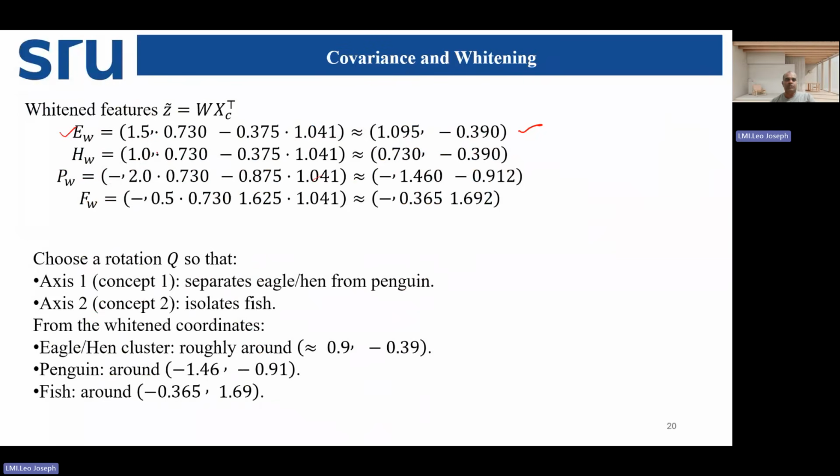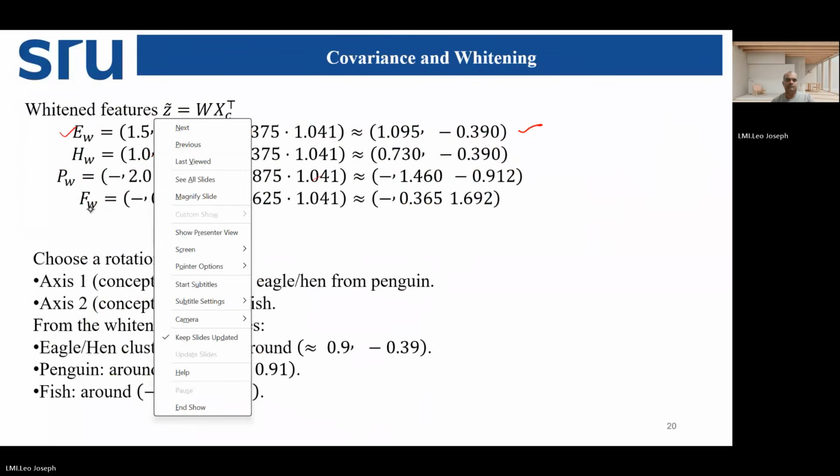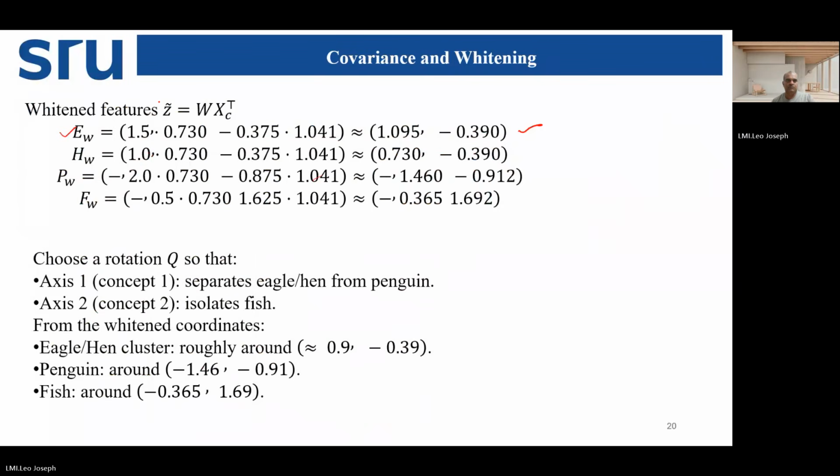Multiplication. This is a dot, don't confuse. This is just a dot product. This is a dot, this is also a dot. So similarly for hen also I am calculating, for penguin also I am calculating, for fish also I am calculating. So I am getting 4 different whitening values. These are called whitening scores.